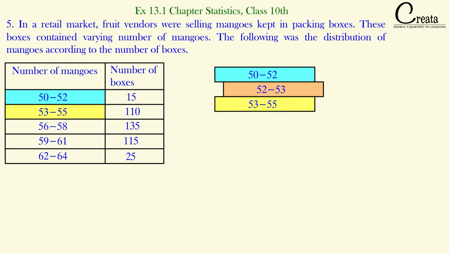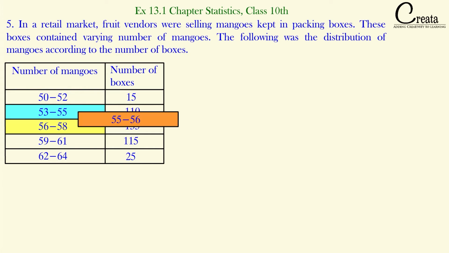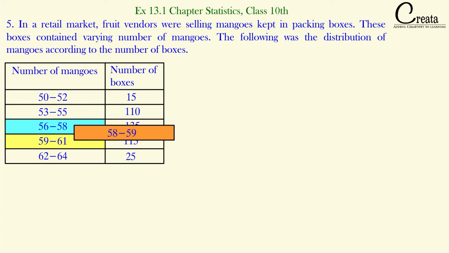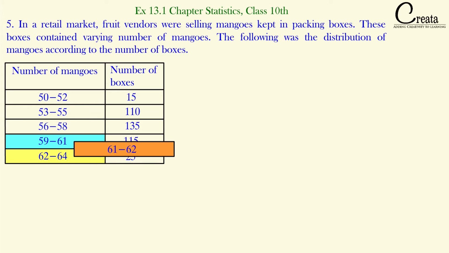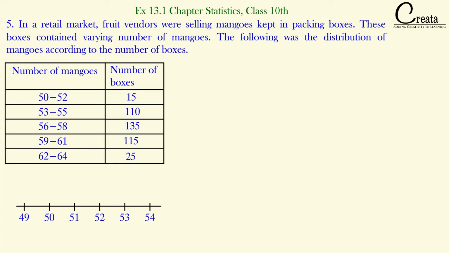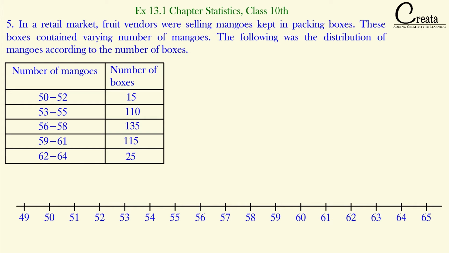So here, if you observe, 50 to 52 is given and 52 to 53 is missing. Similarly, from 55 to 56 it is missing, 58 to 59 it is missing, and from 61 to 62 it is missing. Let's try to understand this on a number line. Let's take a number line and have the numbers from 49 to 65 just for reference. These all are the number of mangoes.